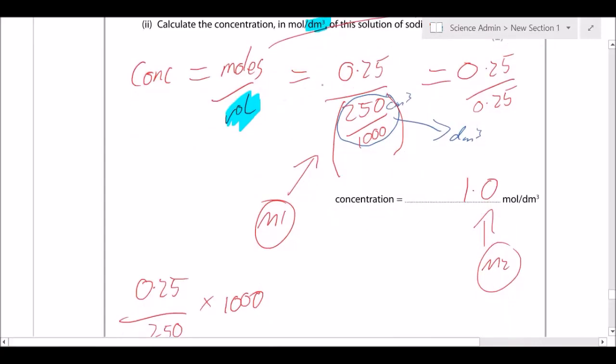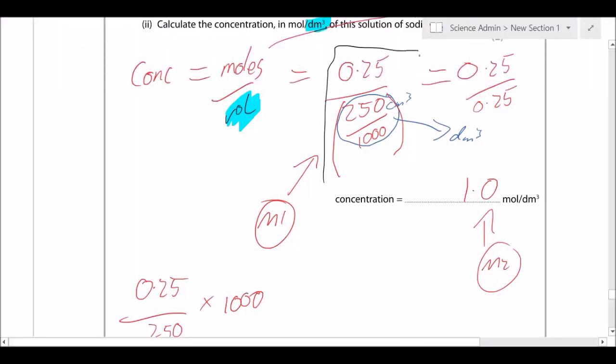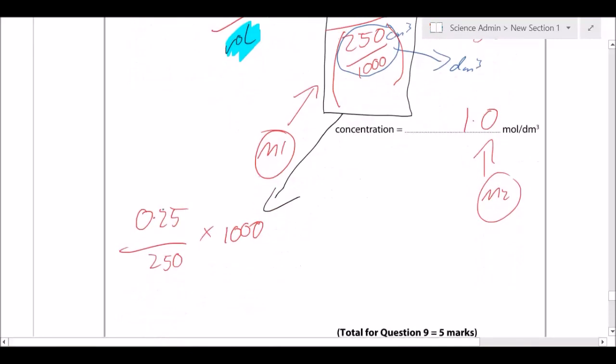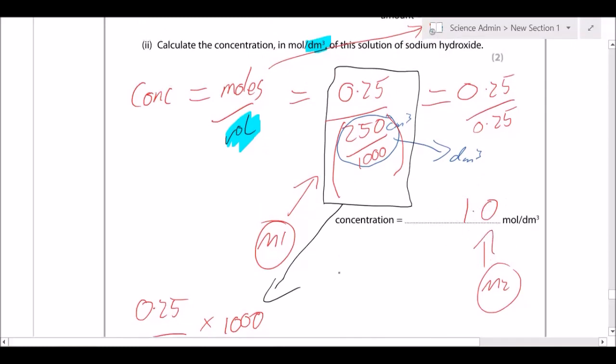Now you could also, I drew this equation in a weird way, I thought it would make the most sense, but you can rearrange this equation to 0.25 divided by 250 times 1,000. This is the same as taking 1,000 up here. So 0.25 divided by 250 times 1,000, and it still gives you your final answer of 1.